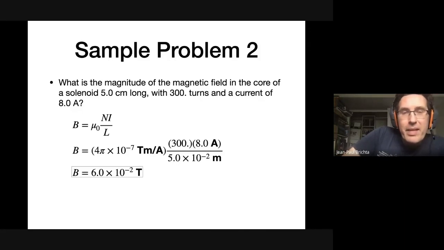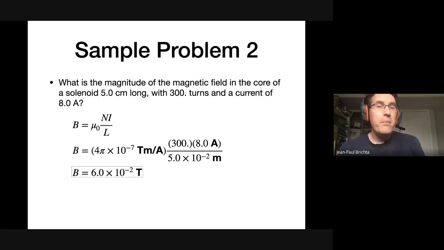at least when I did it, I hope I did this right, you get a magnetic field of 6 times 10 to the negative 2 Tesla, or about 60 millitesla, which doesn't sound like a lot, but if you remember back, the Earth was about 40 microtesla. So this would be a magnetic field strength roughly 1,000 times larger than the Earth's magnetic field. So if you were to put that little compass next to this magnet, wow, there would certainly be a deflection. This is much stronger than the Earth's magnetic field at the surface of the Earth.